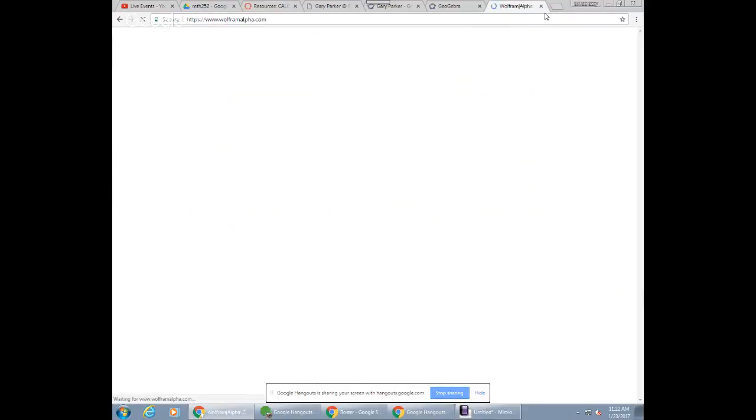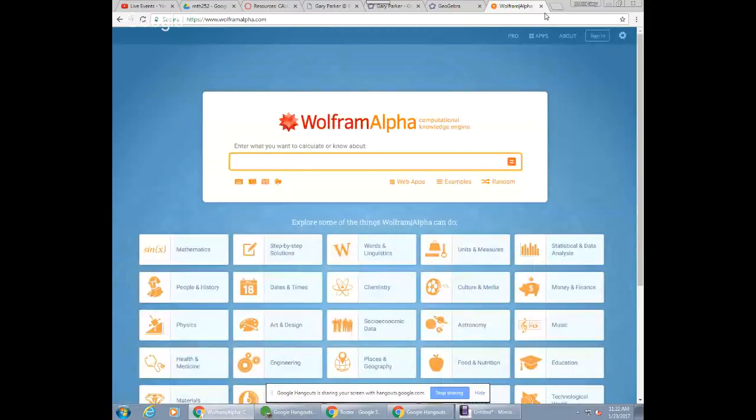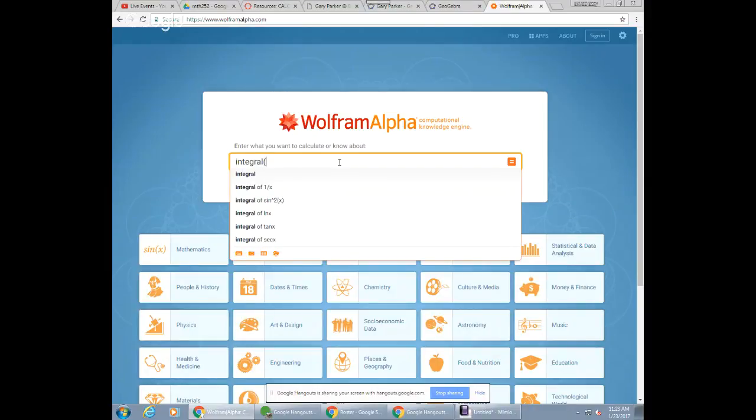Wolfram Alpha. The trick with Wolfram Alpha is figuring out how to type it. Parentheses help. They have some links here to try, they'll give you some example things. But most math software has similar commands. So if one program has a function called integral, another program will have a function called integral. So I'm going to try and type it like I did in GeoGebra. I'm going to type integral, parentheses.